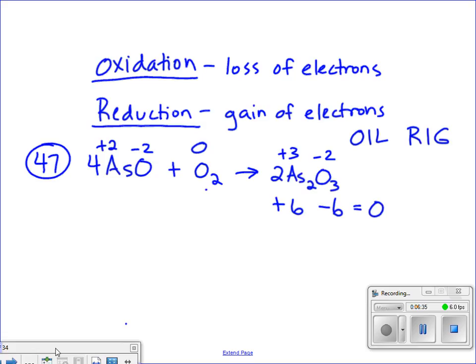Let's look at arsenic. Arsenic went from a +2 to a +3 on the product side. Therefore, arsenic lost an electron. Remember, the more positive your charge becomes, the more electrons you have lost, because electrons are negatively charged. Since this was a loss of electrons, and oxidation is the loss of electrons, arsenic is the one that was oxidized.